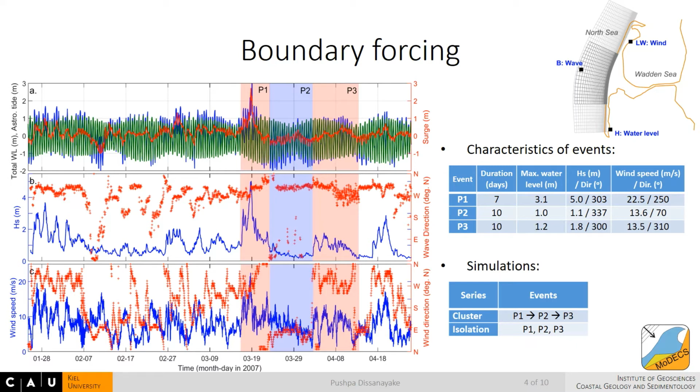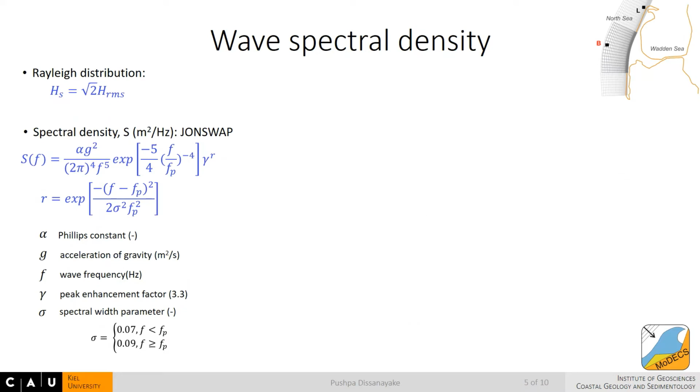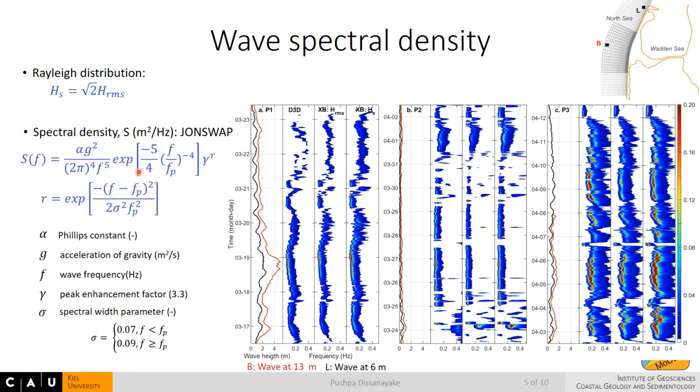For results, I will show you first wave dynamics and then morphodynamics. We analyze the wave spectral density. XBeach computes the root mean square wave height. We converted that into significant wave height using this relation. We estimated wave spectral density for the JONSWAP spectrum using this relation. Here is a qualitative comparison of wave spectral density for P1, P2 and P3.